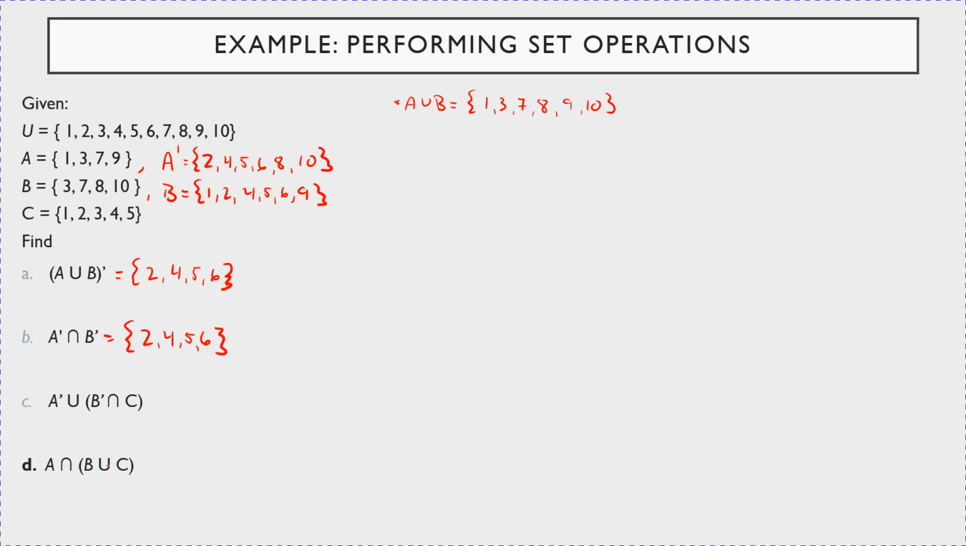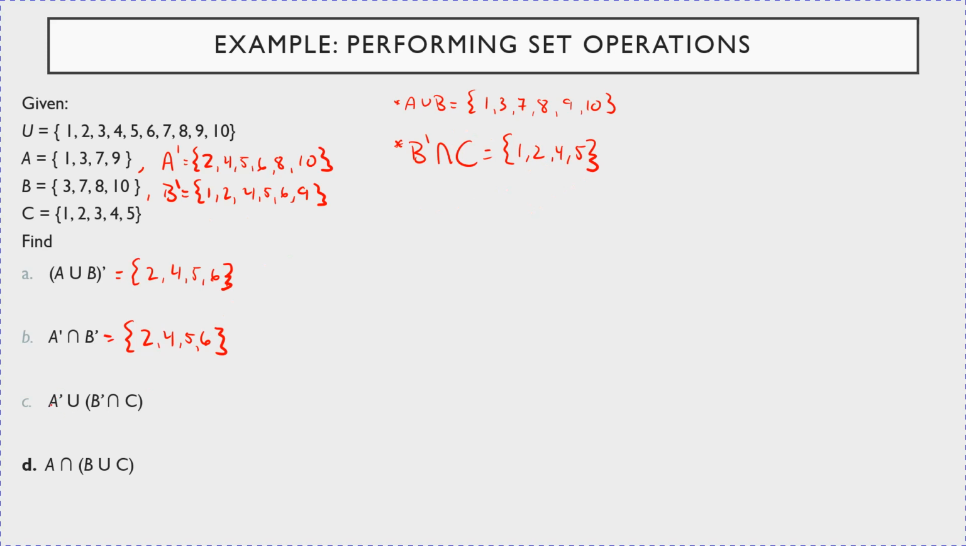All right, now let's do some problems that involve multiple operations. What we have to first find here is B complement intersection with C. Here's B complement and here's C. What do they have in common? Looks like they both have a 1, 2, a 4, and a 5 in common. So that's B complement intersection with C.